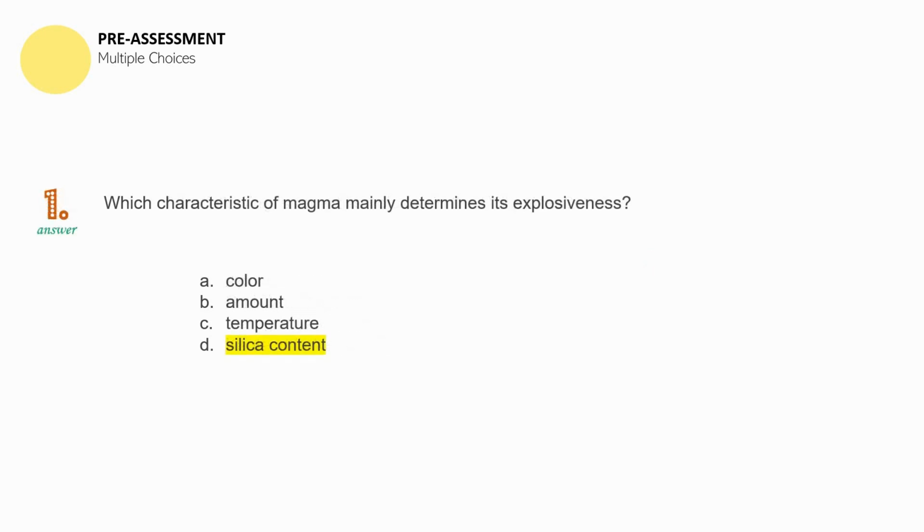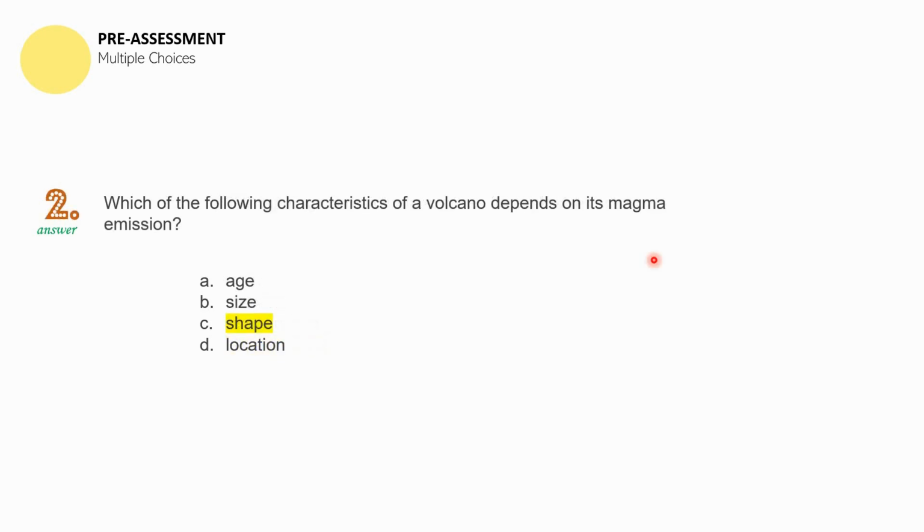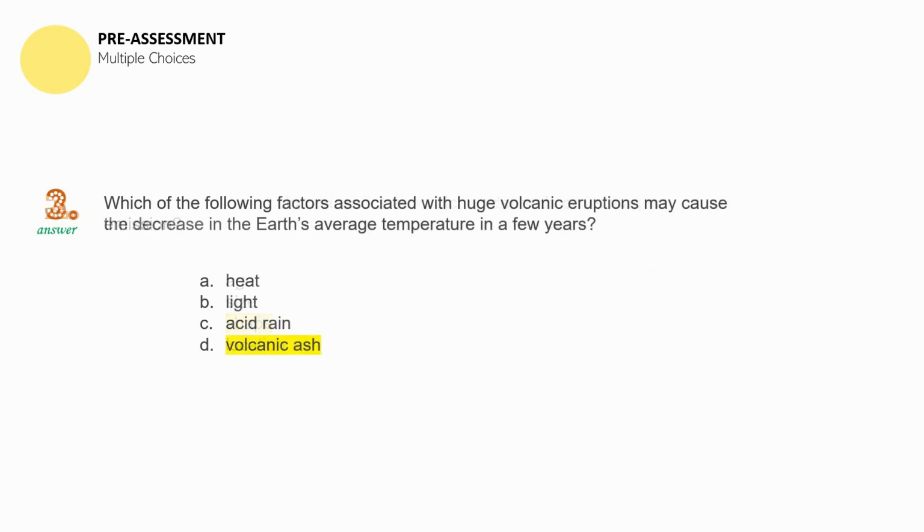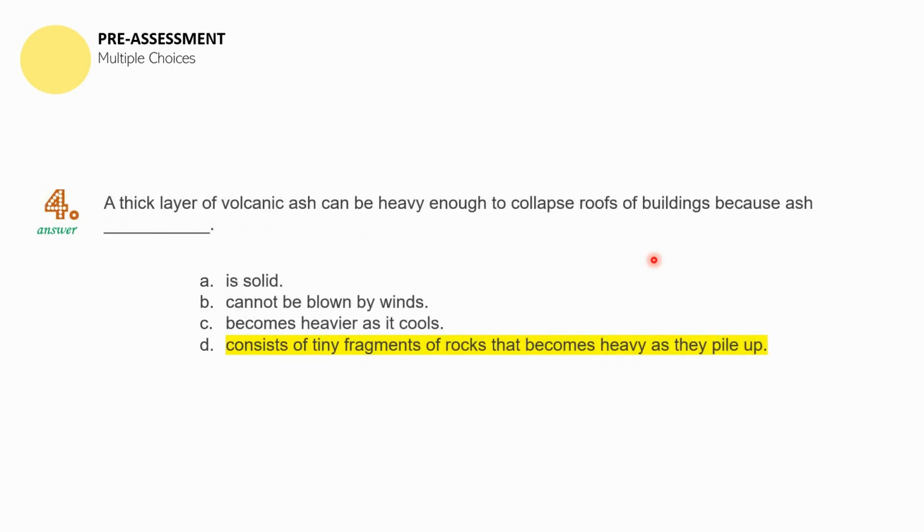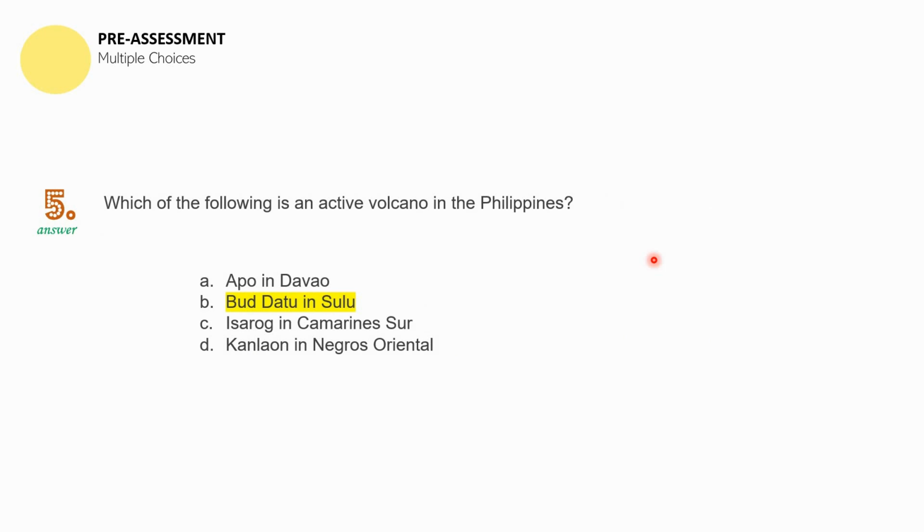Okay, let's check your work. The answer to question number 1 is D. Silica content. The answer to question number 2 is C. Shape. The answer to question number 3 is D. Volcanic ash. The answer to question number 4 is D. Consists of tiny fragments of rocks that become heavy as they pile up. The answer to question number 5 is B. Bud Datu in Sulu.